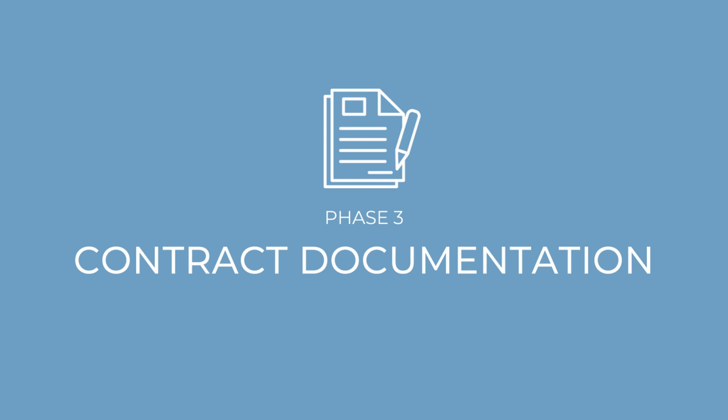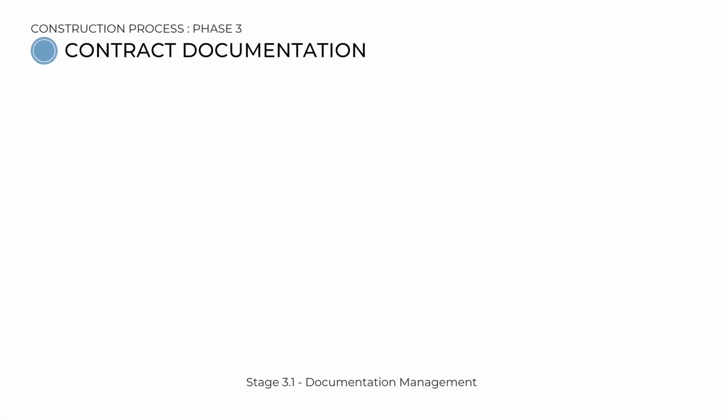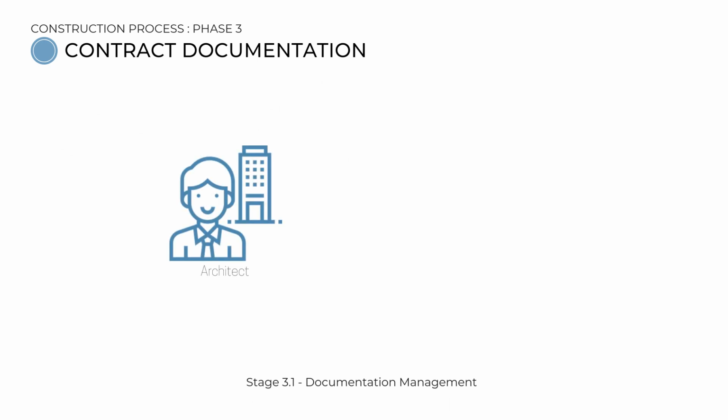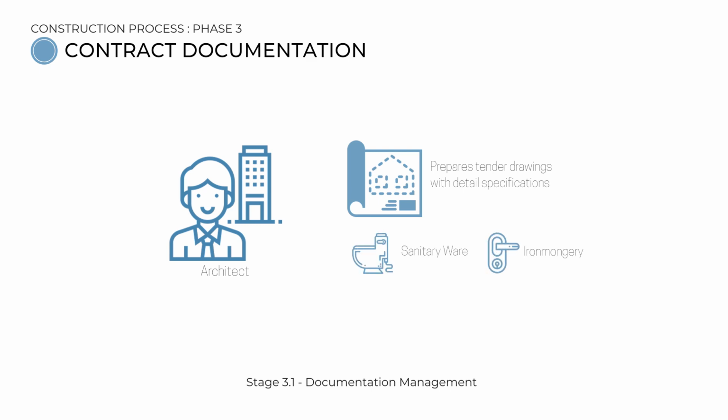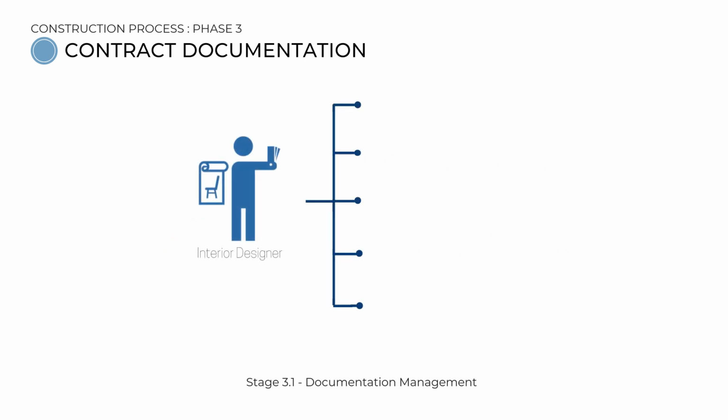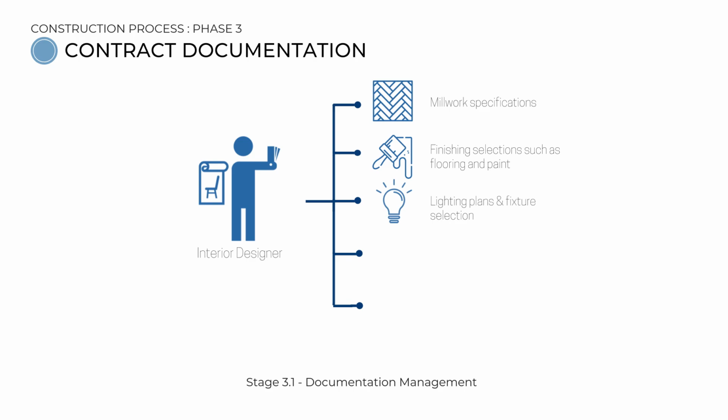Entering the third phase, contract documentation. Documentation management is carried out where the architect prepares tender drawings with detailed specifications such as sanitary ware and ironmongery. The interior designer documents the specific details of the work to be completed, such as millwork specifications, finishing selections such as flooring and paint, lighting plans and fixture selections, plumbing location and fixture selections, and electrical layouts.